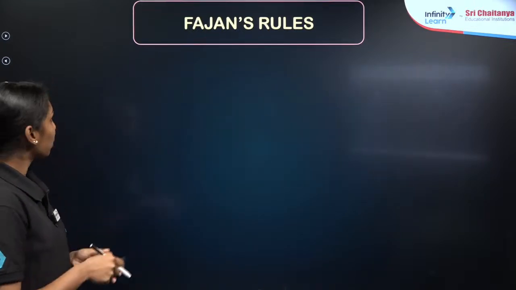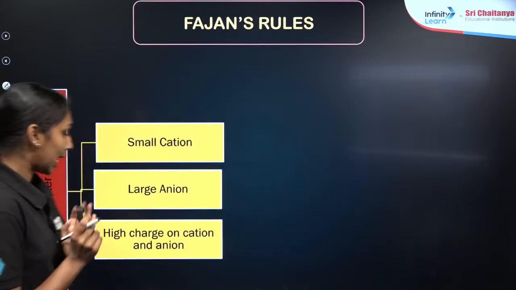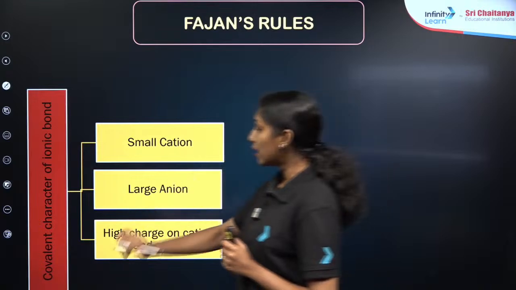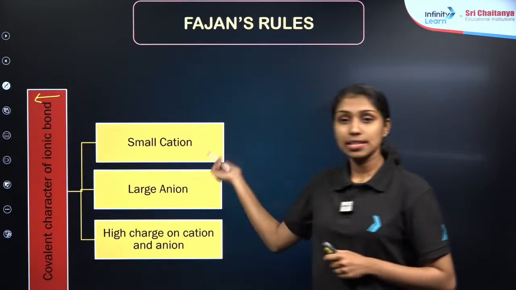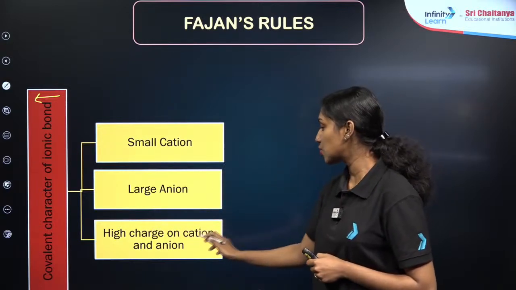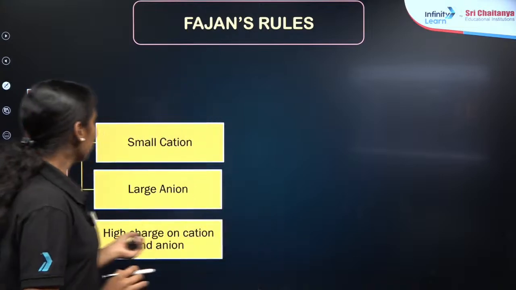Now let us see what Fajan's rule says. I have already discussed that there will be a covalent character for the ionic bond, right? So, the covalent character of the ionic bond increases as the size of the cation decreases or the size of the anion increases, and with high charge on the cation and anion. I will be explaining with examples, no need to worry.